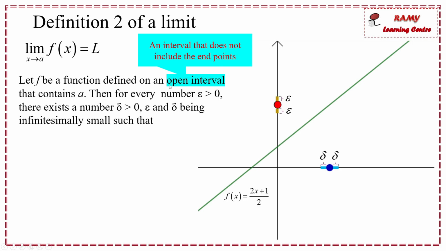Let f be a function defined on an open interval that contains a. What do you mean by an open interval? An interval which does not include the endpoints. Then, for every epsilon greater than 0 and every delta greater than 0, we know that epsilon and delta are very small numbers, infinitesimally small, such that if modulus of x minus a is less than delta, then modulus of f of x minus L is less than epsilon.